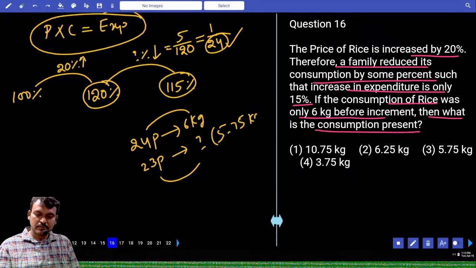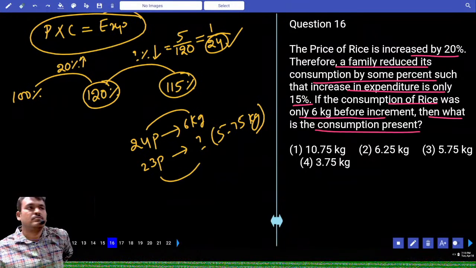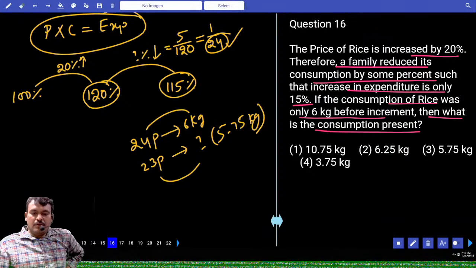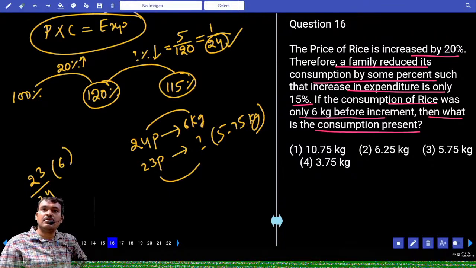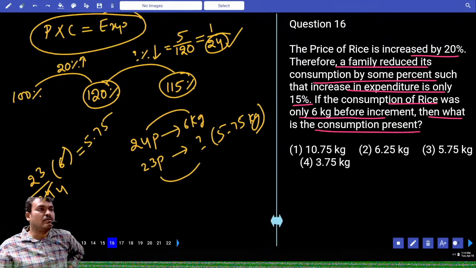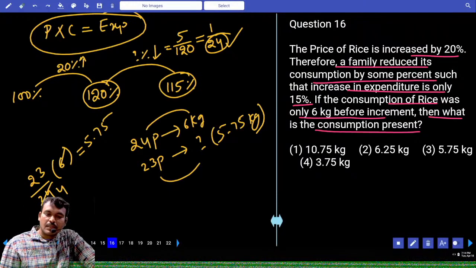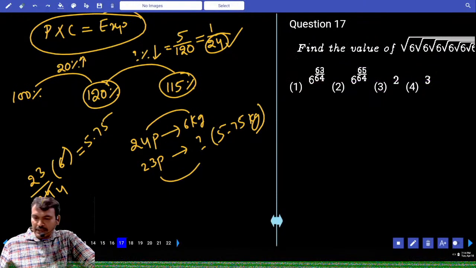5.75. Or directly we write 23/24 of how many kgs? 6 kgs. 6 how many times? 4 times. 23/4 is 5.75. Next, 17th.